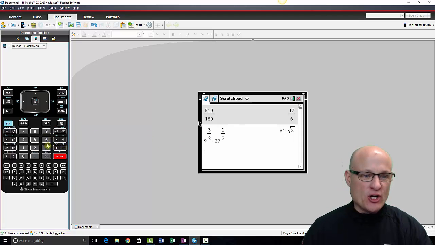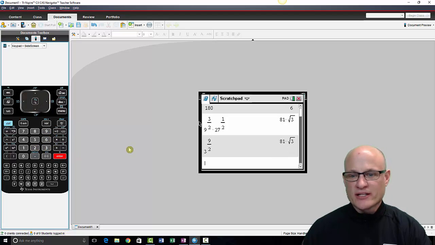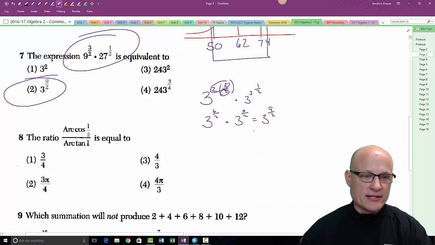And then if you just go 3 raised to the 9 divided by 2, 9 over 2, you should get the same thing. And on your calculator, it's giving you the same decimal. Anyway, that's it.